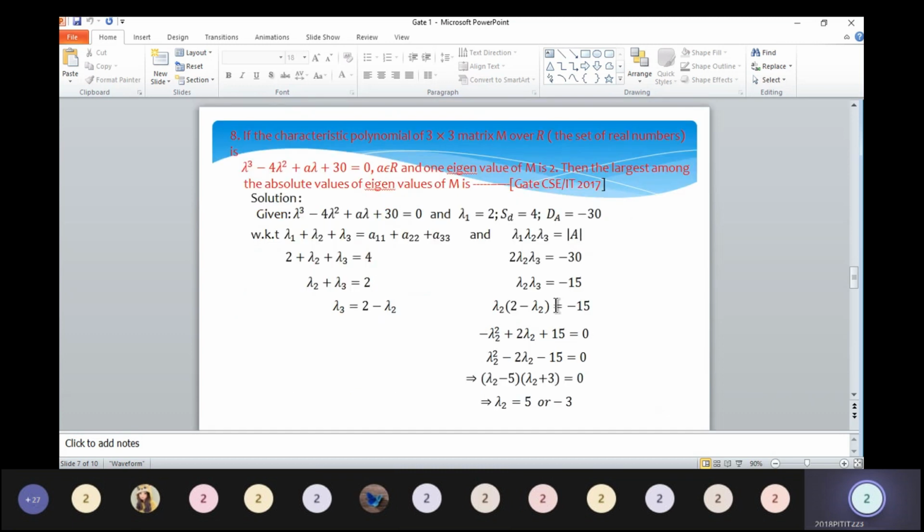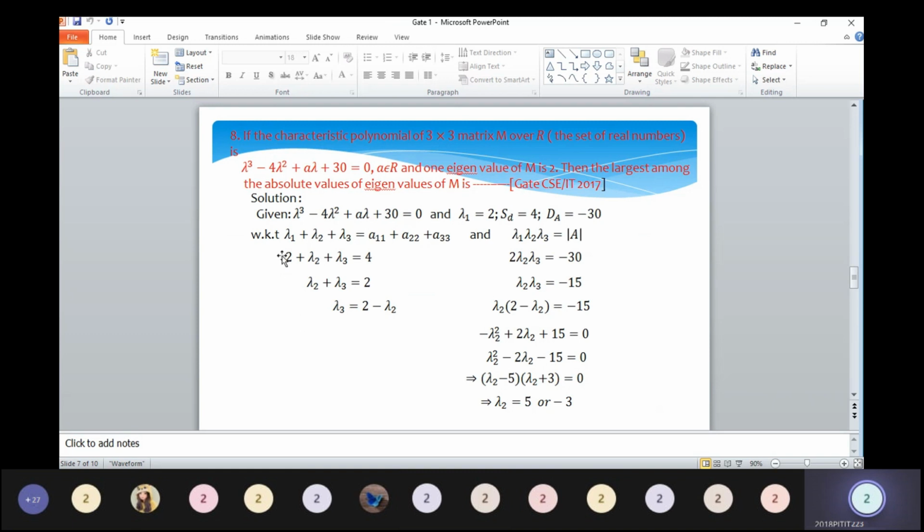Next problem. If the characteristic polynomial of a 3 by 3 matrix M over R, the set of real numbers, is lambda cube minus 4 lambda square plus a lambda plus 30, where a belongs to R, and one eigenvalue of M is 2, then the largest among the absolute values of the eigenvalues of M is.